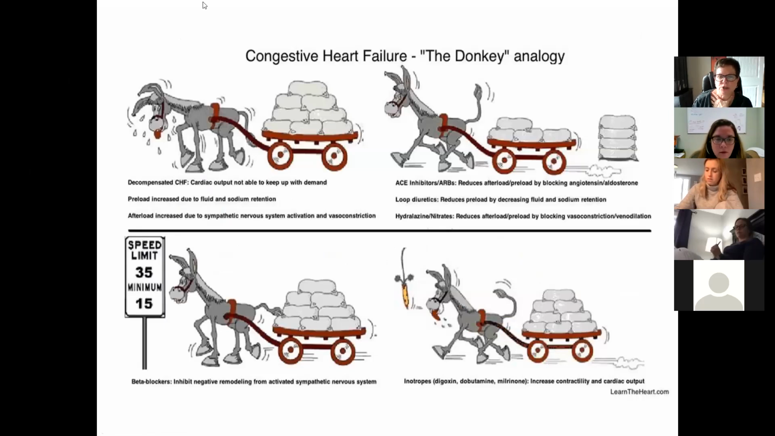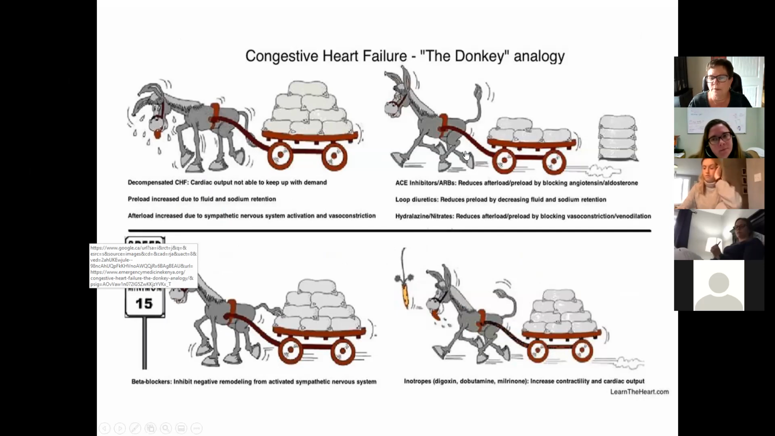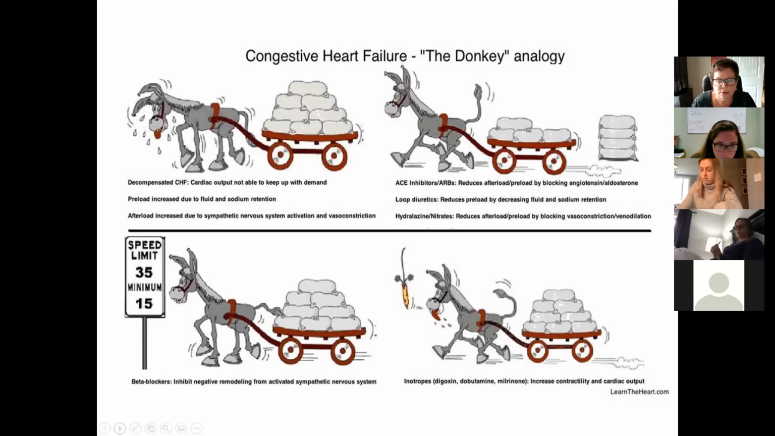So this is kind of the donkey analogy of, you see him, he looks bad. You slow him down with beta blockers. You add and make him more efficient with ACE inhibitors. It's a mainstay that you give diuretics. And then if your patient is not doing well and contractility is an issue, then you're going to add a positive inotrope, dobutamine or milrinone.